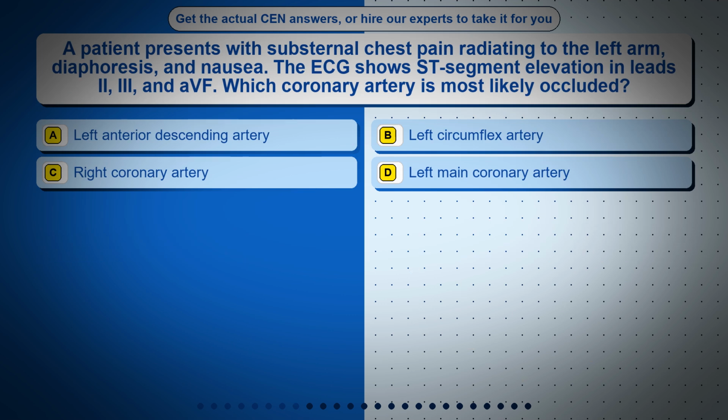Question 8. A patient presents with substernal chest pain radiating to the left arm, diaphoresis, and nausea. The ECG shows ST segment elevation in leads 2, 3, and aVF. Which coronary artery is most likely occluded? Option A. Left anterior descending artery. Option B. Left circumflex artery. Option C. Right coronary artery. Option D. Left main coronary artery.